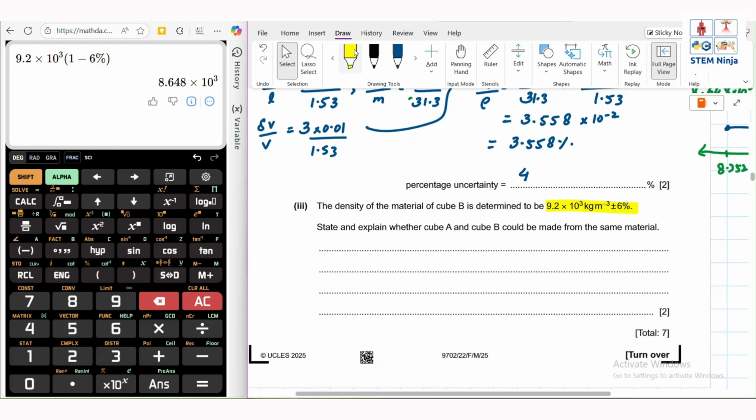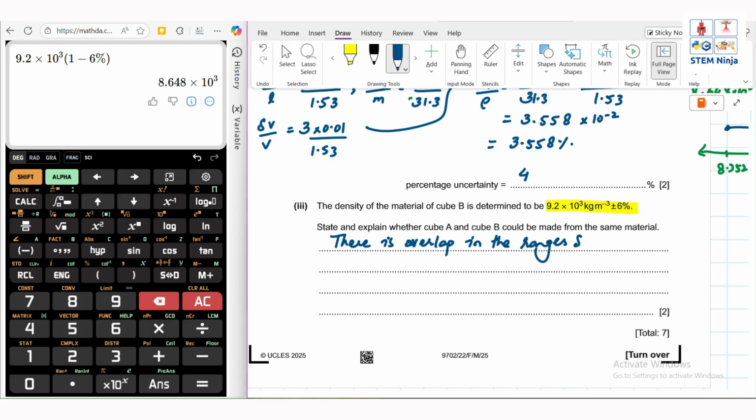Okay. So there is overlap in the ranges of densities of cubes A and B. So A and B could be made from the same material.